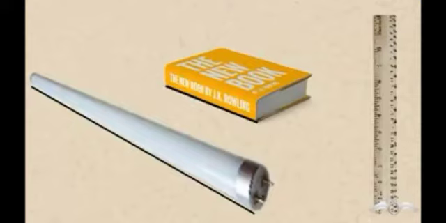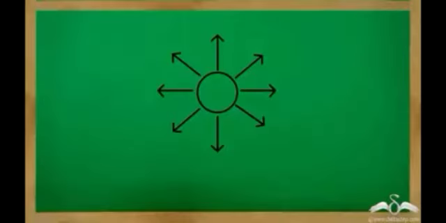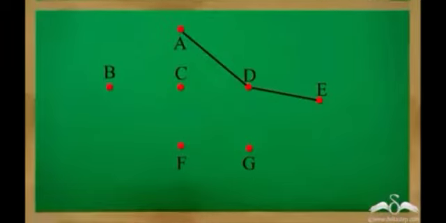Here you can see some examples for a line segment, that is a book or a tube light or a scale, and also a ray, that is from a torch, and also sun rays. Like this you can see plenty of other examples in your daily life. If three or more points lie on the same line, they are called collinear points. Otherwise, they are called non-collinear points.